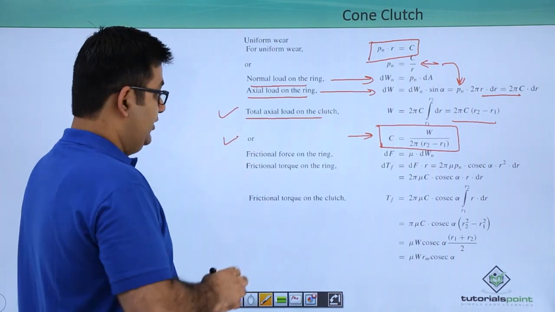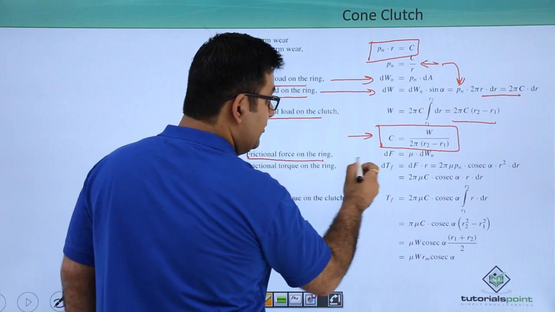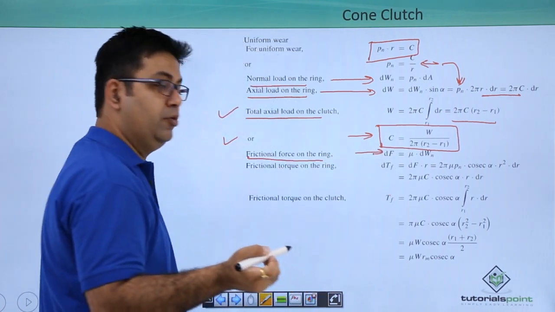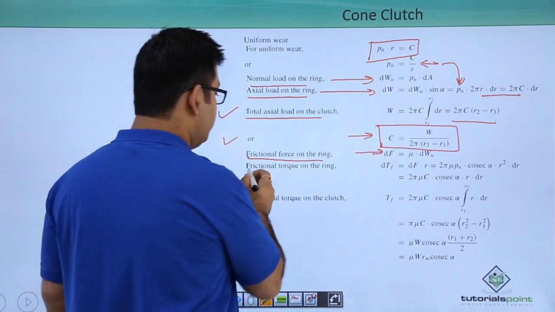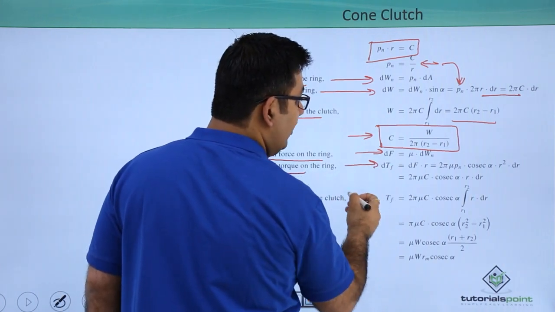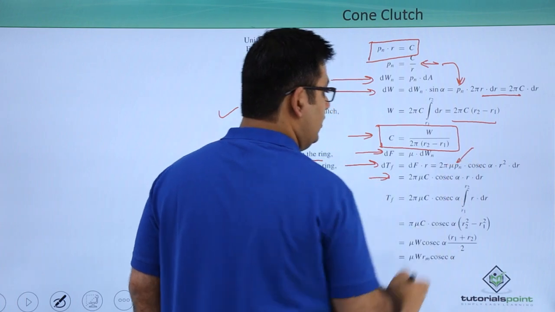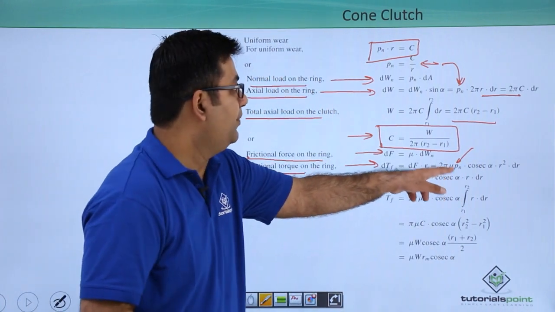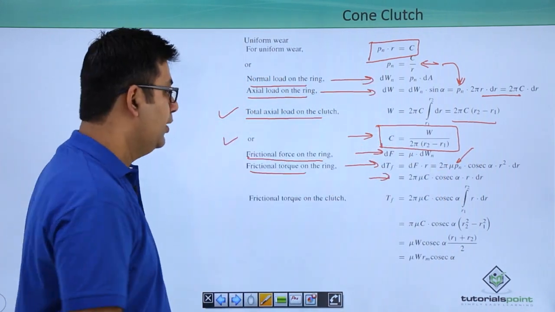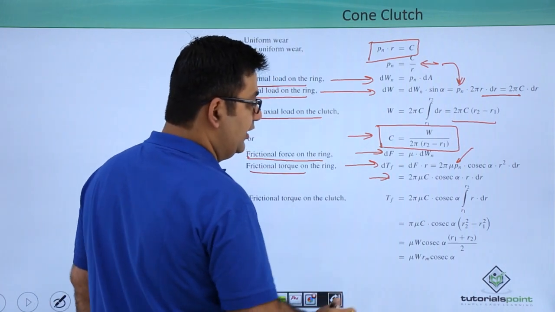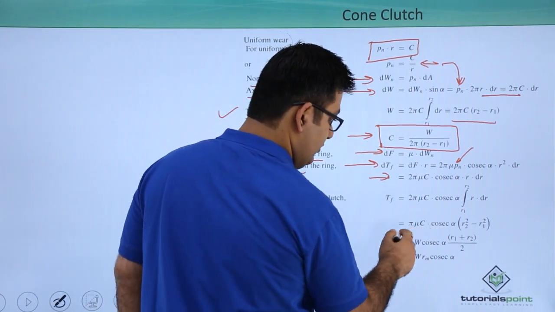Alright, the frictional force on the ring, again it is the same, mu into dWn. So your frictional torque would be dF into R, you get the same value, instead you have a different substitution for Pn, which is C upon R. So your integral would result in such a condition, that is this.